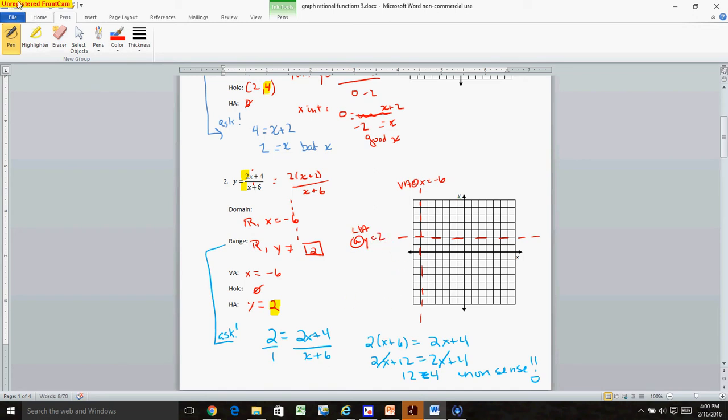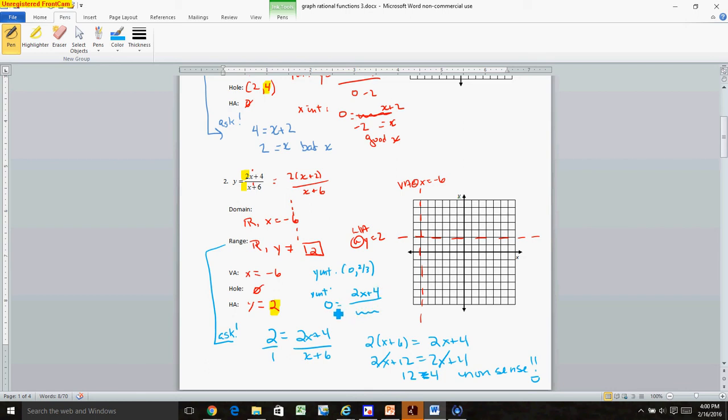I go looking for my x-intercept and my y-intercept. So for a y-intercept, I plug in 0 for x, and I got 4 over 6, or 2/3. And for my x-intercept, I plugged in 0 for y, and when I have a fraction, I don't care about the denominator, just what makes the numerator equal to 0, and hopefully you can see that would be negative 2, right?